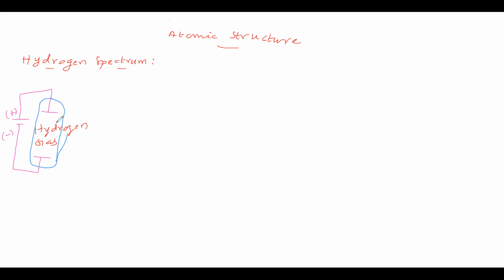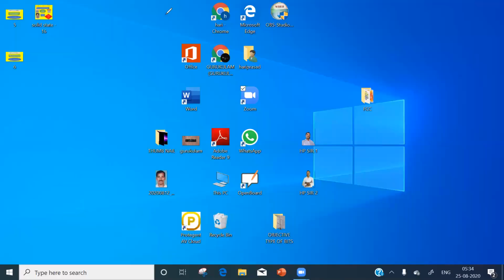In this vessel we have taken hydrogen gas and the metal plates we placed. One is connected to the positive terminal and the other to the negative terminal of the battery, and we are giving discharge. This we will call a hydrogen lamp. This hydrogen lamp is glowing. It is glowing in the sense it will emit light energy. Now we will see the hydrogen lamp.